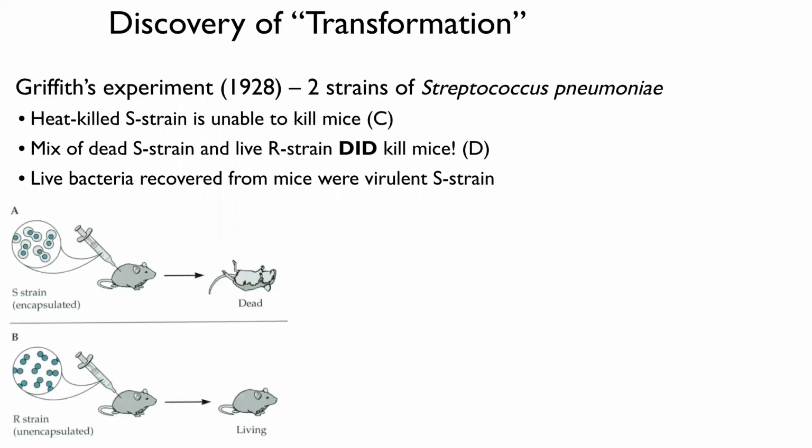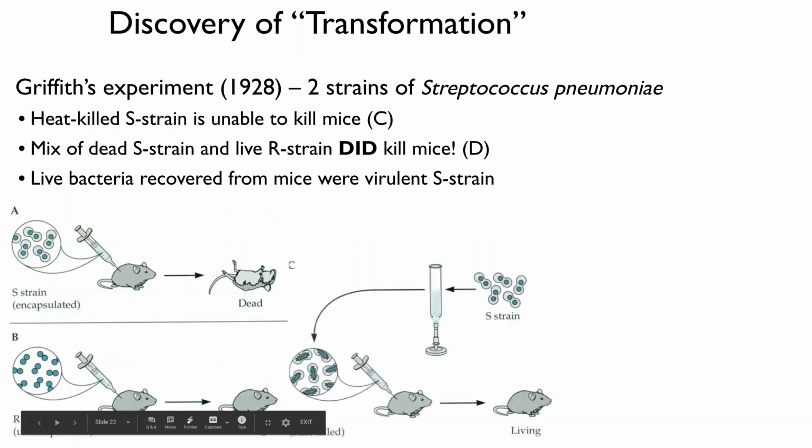Now, what he did in 1928, he took two strains of Strep pneumoniae. He killed the S strain, which is the bad strain, and injected that into the mouse. Normally, if you infect a mouse with the S strain, it kills the mouse. But if you heat kill the S strain and inject it into the mouse, then it will not die. Next, he took the R strain, infected a mouse with it, and the mouse doesn't die. Then he took the S strain, heat killed it, looked at it under the microscope, and injected it into a mouse, and the mouse didn't die.